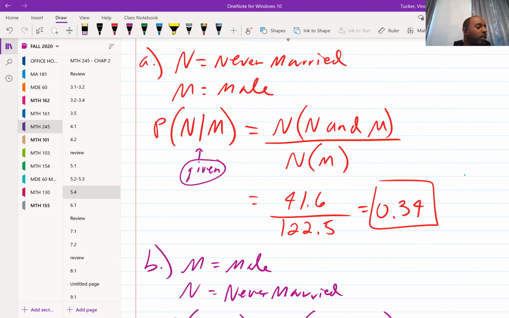So that's the probability that a randomly selected person chosen was never married, given that they were male. Any problems with what we did there?